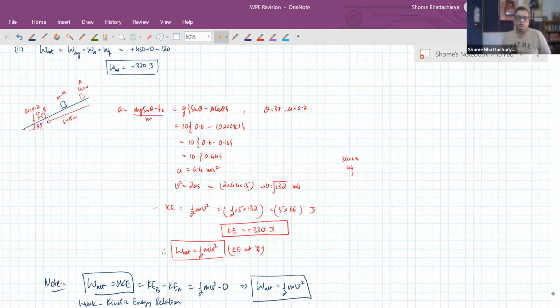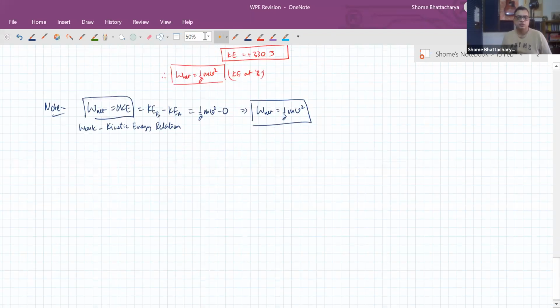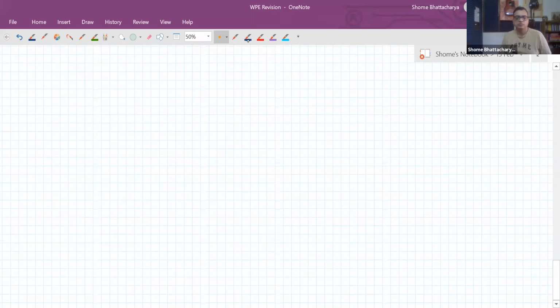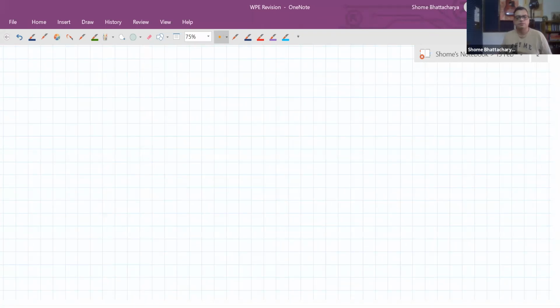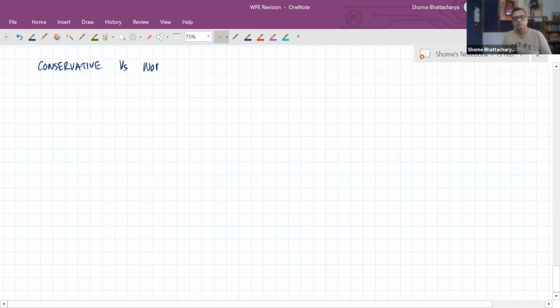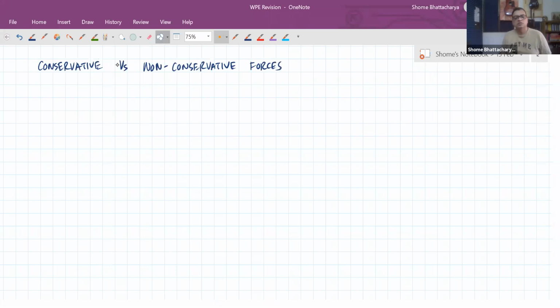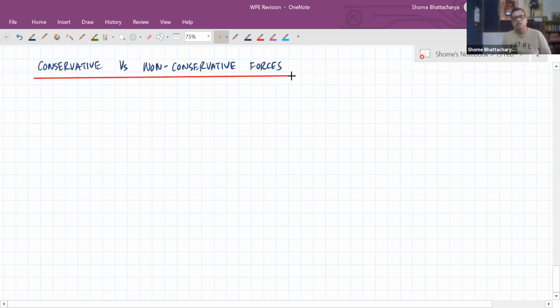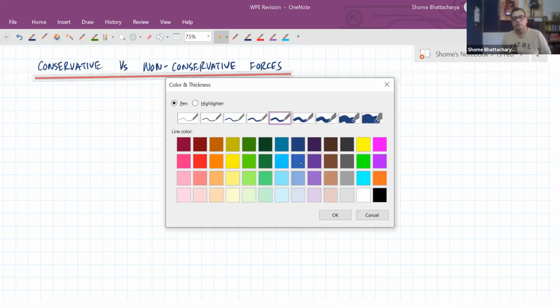Now next, moving on, we will discuss conservative and non-conservative forces once more. Okay, so this is a very important concept and definition. So let's just revise it thoroughly once.